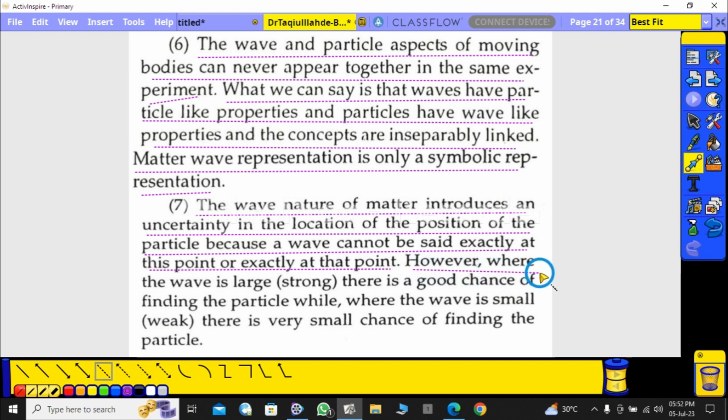However, where the wave is large or strong, there is a good chance of finding a particle, while where the wave is small or weak, there is a very small chance of finding a particle. So these are the two different things we are going to learn in detail in a coming lecture.